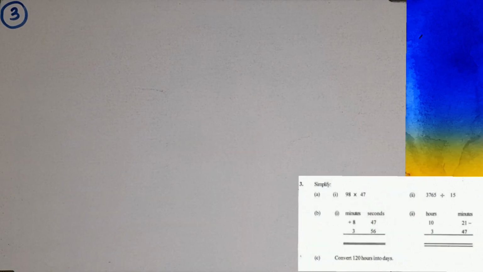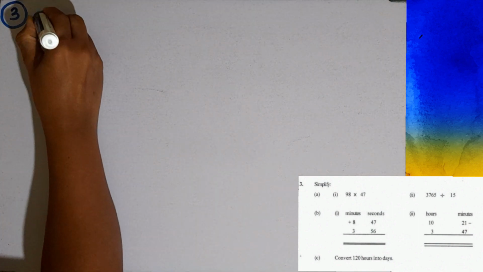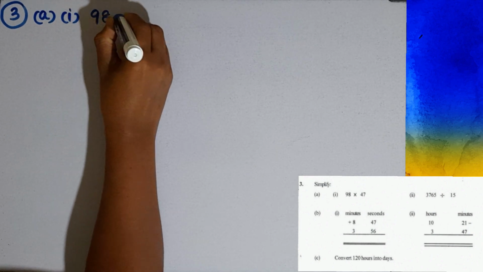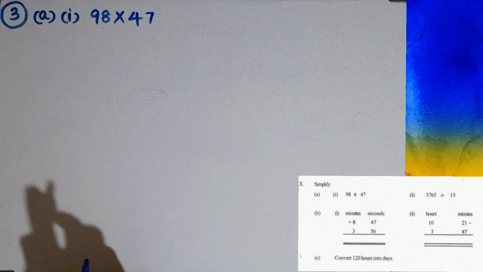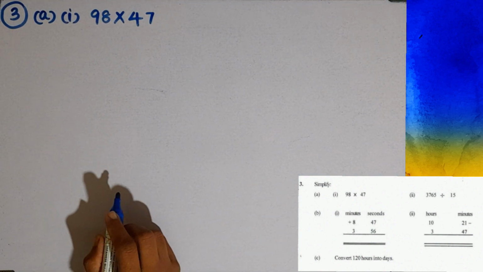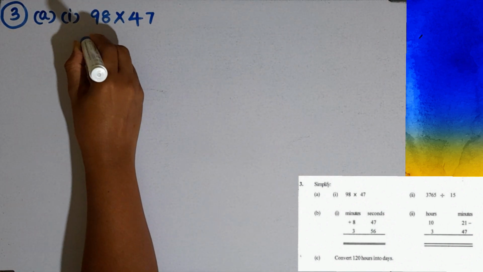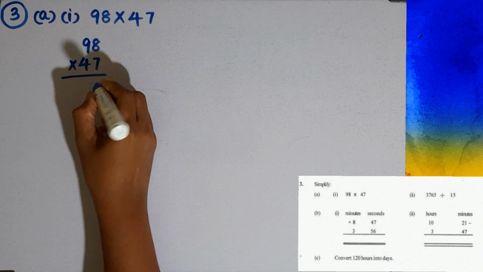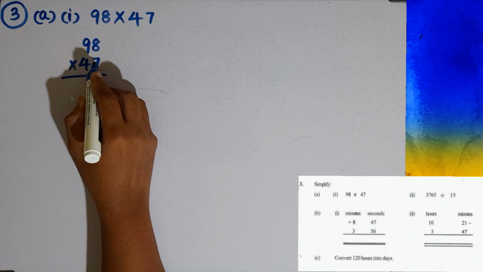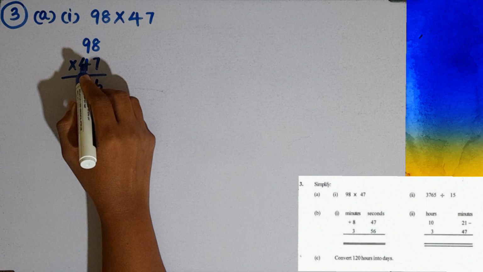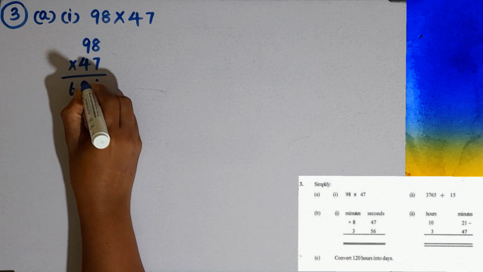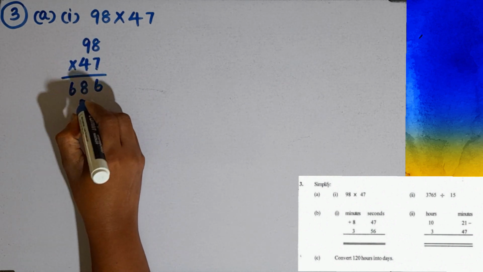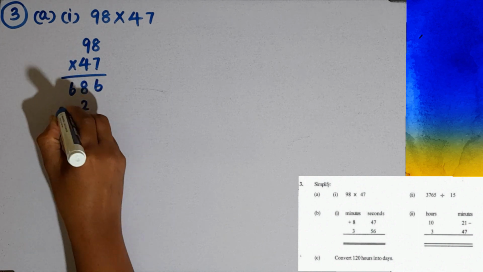Question number 3. Simplify. Then A part, we are given this first question: 98 multiplying by 47. We have to write this separately and multiply. I'll write it here, 98 multiplying by 47. 7 times 8 is 56. Then 5 is remaining. 7 times 9 is 63. 63 plus 5 is 68. Then 4 times 8 is 32. 3 is remaining. 4 times 9 is 36. 36 plus 3 is 39.